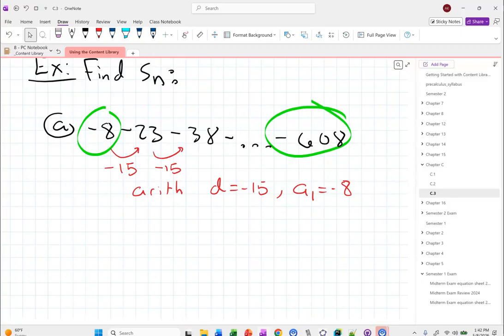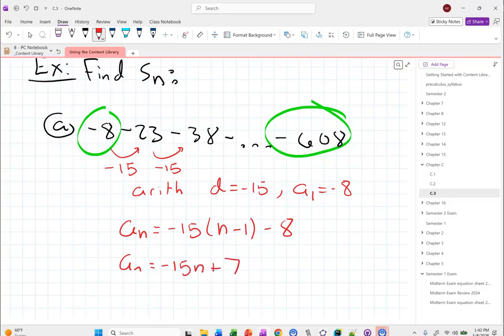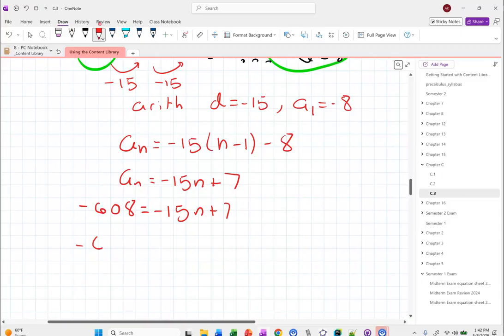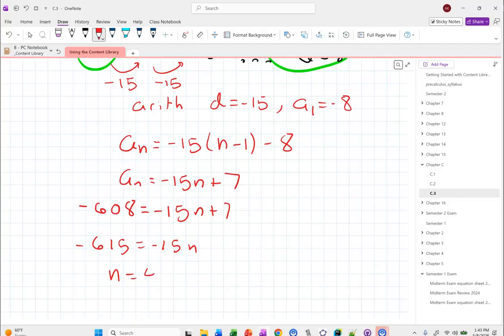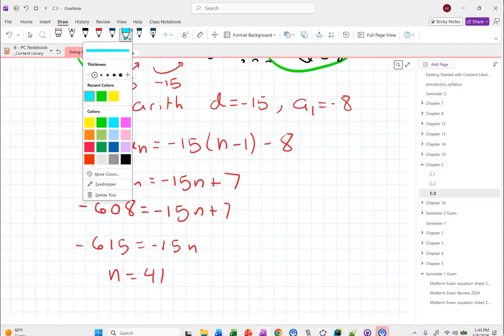To get that term number, what we're going to do is write the explicit formula. Going to distribute the negative 15 through. And then I'm going to plug in that last term in my series and solve for n. I think that's 41. So that's what I need.